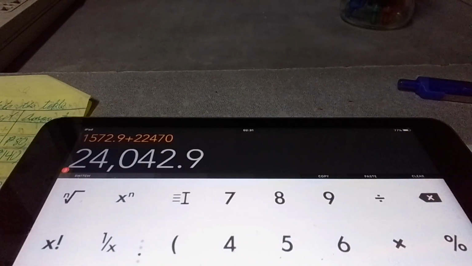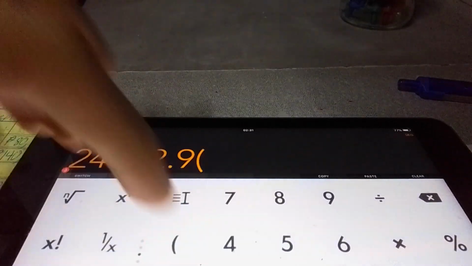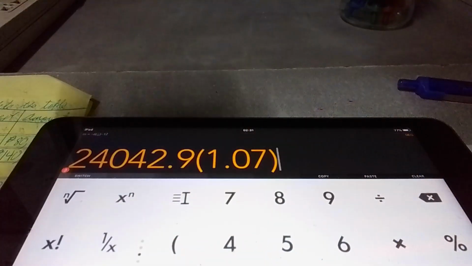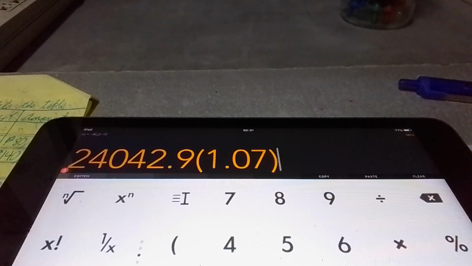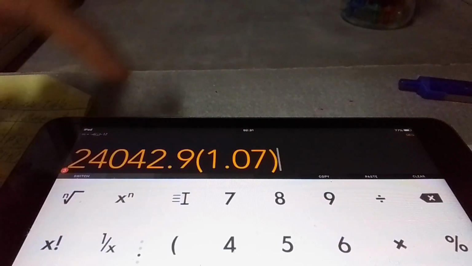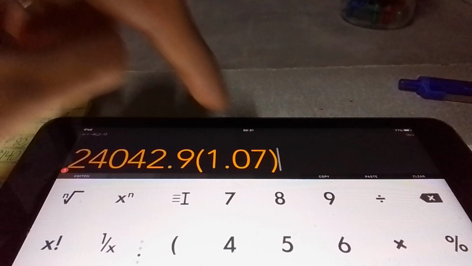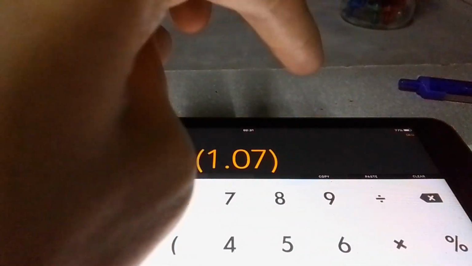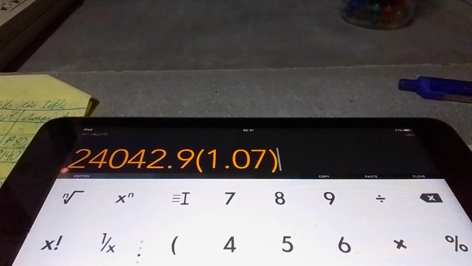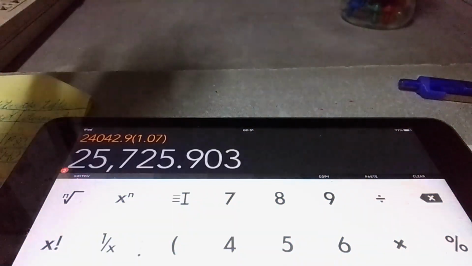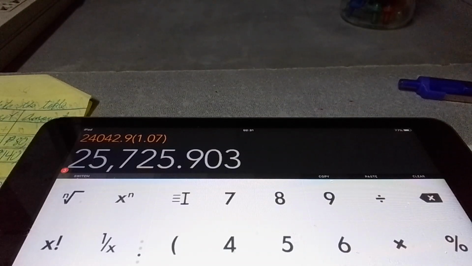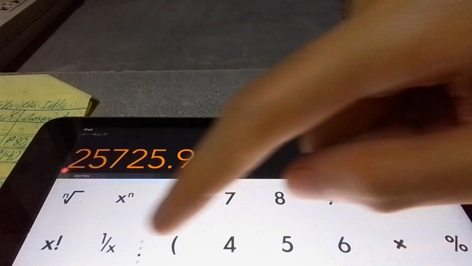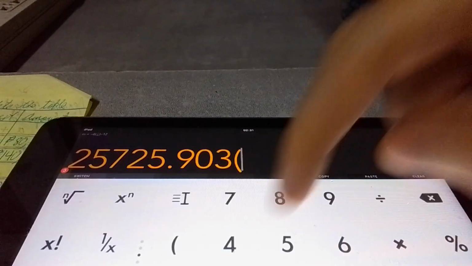Para kung maging shortcut, they say that you can do this. You can do 1.07. Just add mo yung 1 plus the rate. Para to give you the future amount right away without adding. Kasi nga remember this is P being distributed. Tapos, you have the P times R times T. Although the T is not implied, it's just P times R na lang. So, yan. And you're supposed to get 25,725.903. Then, multiplied by 1.07.